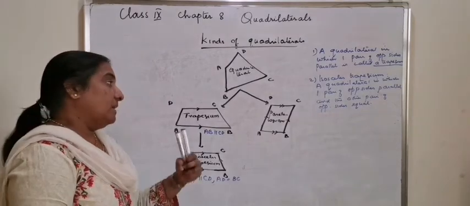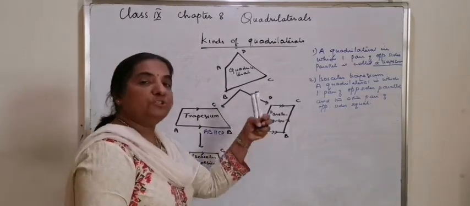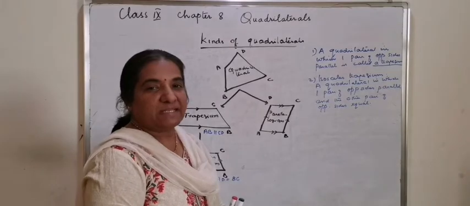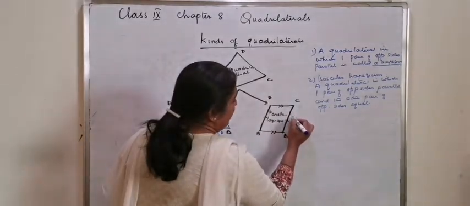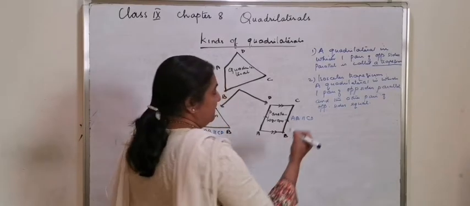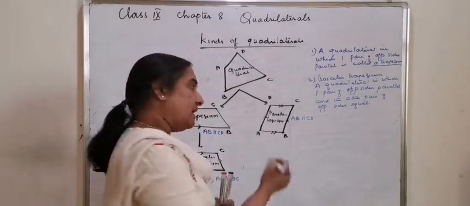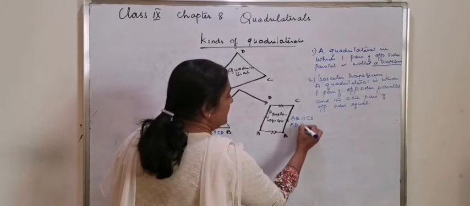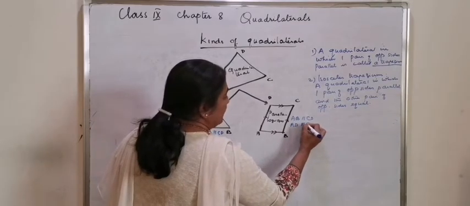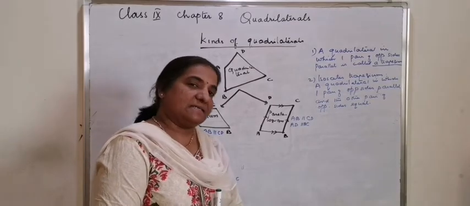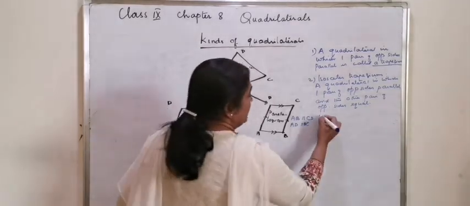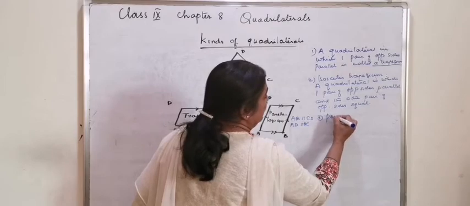And now a quadrilateral in which both pairs of opposite sides parallel is called a parallelogram. In this figure you can see the first pair AB is parallel to CD and the second pair AD is also parallel to BC. Such a quadrilateral is called a parallelogram. So what is the definition of a parallelogram?